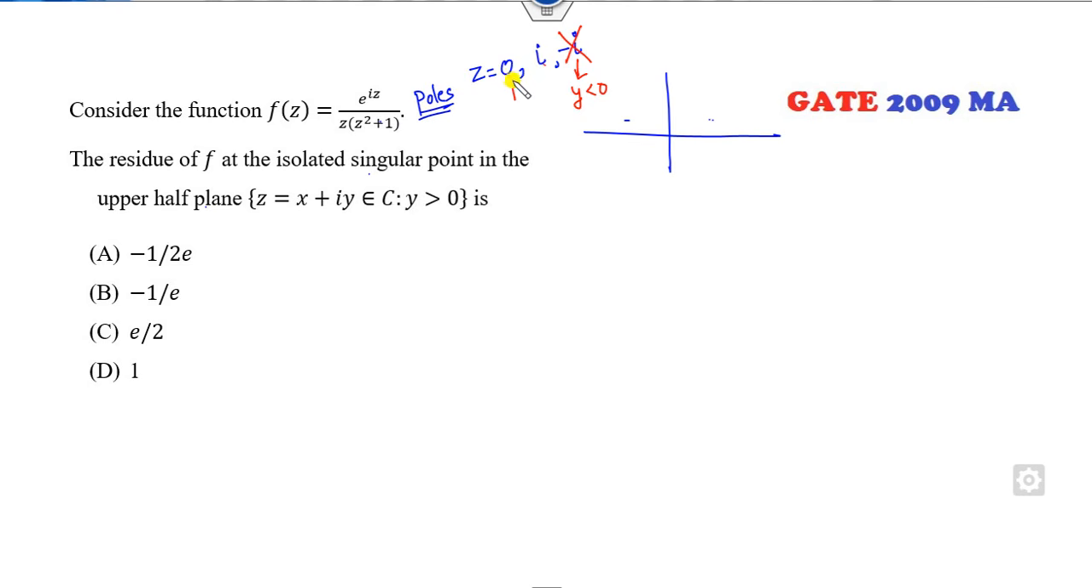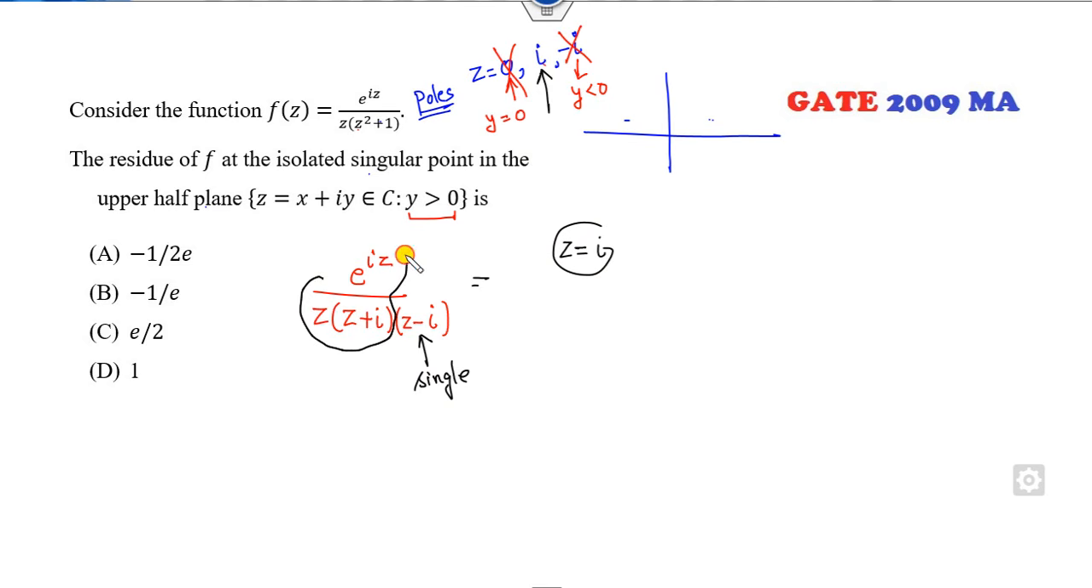Moreover, z is equal to 0. What is the value of y? It is 0, but here we need y strictly greater than 0, so it is also cancelled. We need only this one here. So I can write this function as z plus iota, z minus iota. Now corresponding to z equal to iota, it is a single pole, so I can substitute the value of z equal to iota in the remaining portion, because we need a residue, so there is no need to multiply by 2 pi iota.